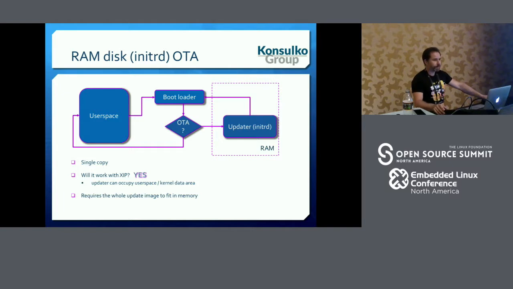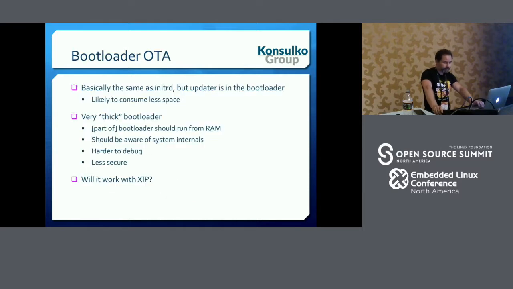But on the other hand, using a single copy updater with XIP is a potential threat. So I think we're ending up in some kind of weird state. There is something that works, but we don't want it to be deployed, and there is something that we want to be deployed, but it doesn't seem to work. Bootloader OTA, just for the record, is pretty much the same as the kernel plus initrd, but a little worse. I'm not going to spend time on this. If you want, we can take it as a question.